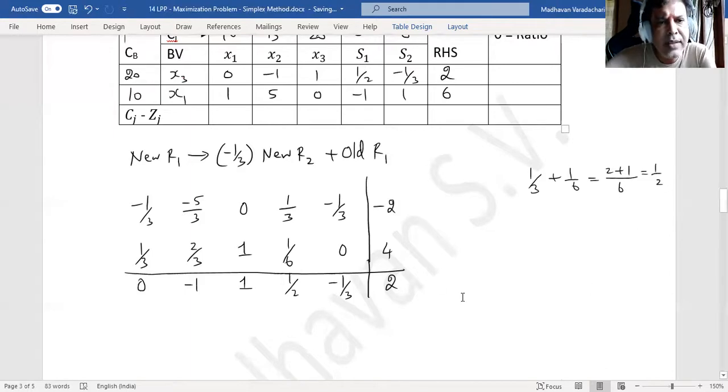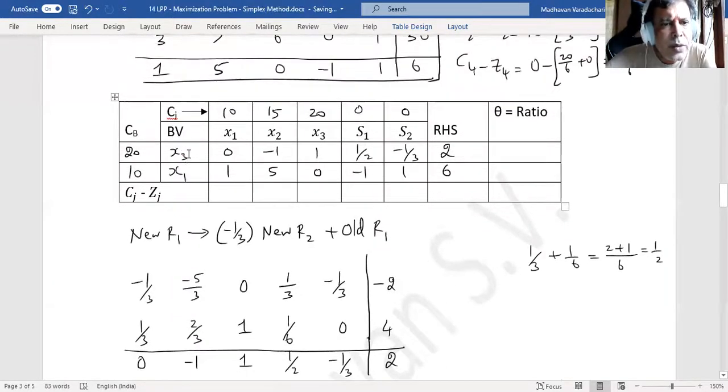Now let us calculate Cj minus Zj. As I told you, whichever basic variables are occurring here, that particular column I can write the Cj minus Zj as 0 without calculating. X3 I can go and write it as 0. Even if you calculate, you will get the 0 only. X1, that column I go and write 0.